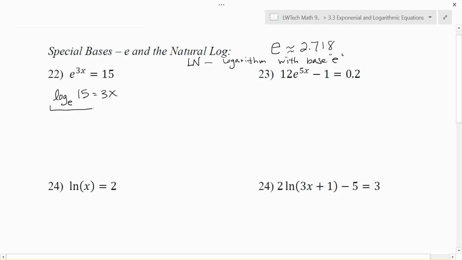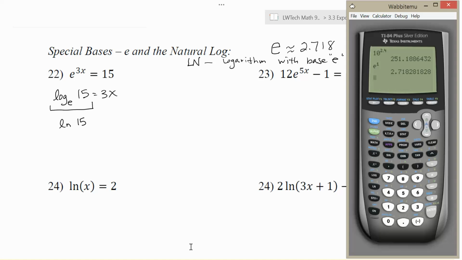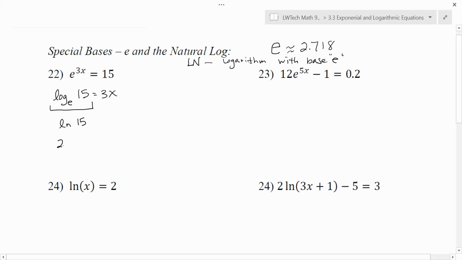Now, because I have log base e, remember log base e is the ln function on your calculator. So when you go to evaluate this specific problem, all we need to do is figure out what the ln of 15 is. And you can just push that button right there, and we end up with 2.708. We'll round that off. And that's equal to the 3x.